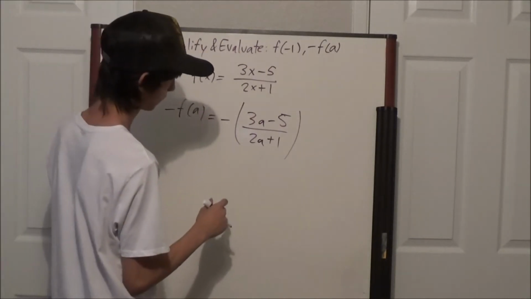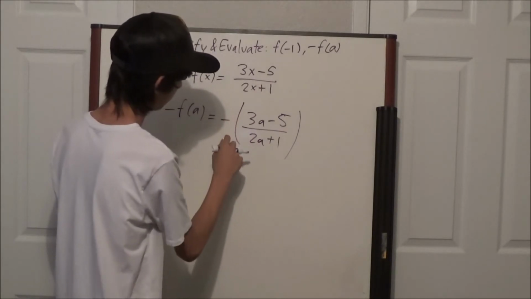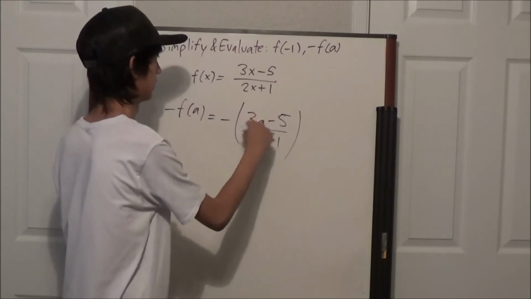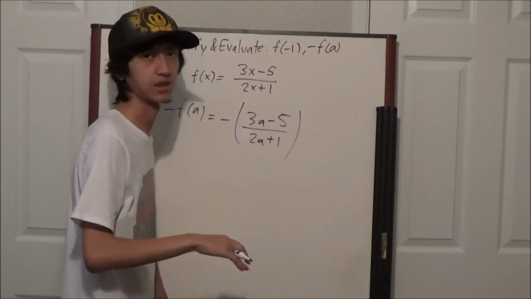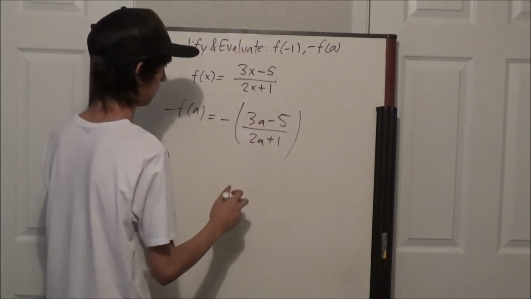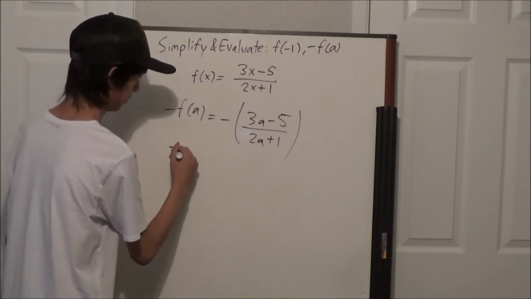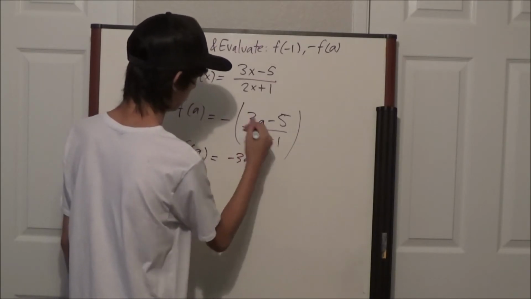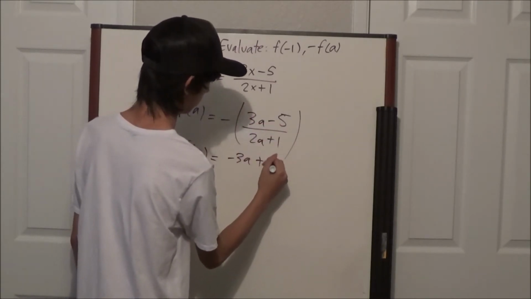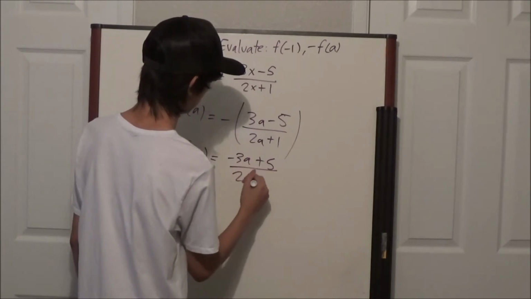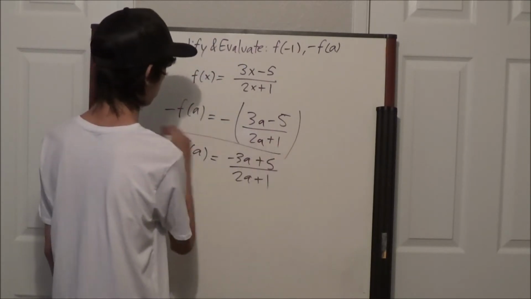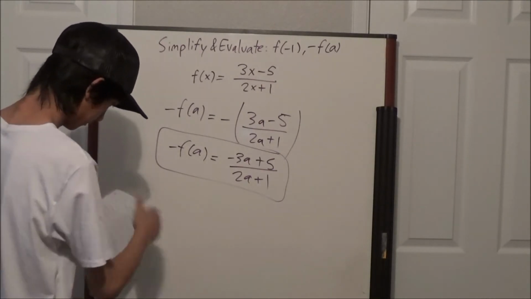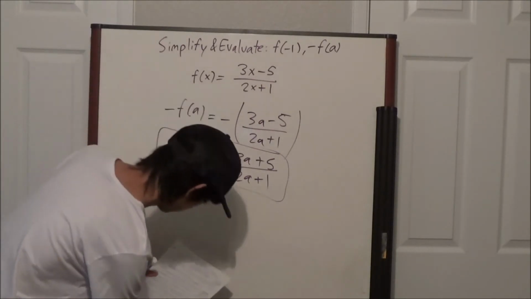So for here, this negative is only going to flip the signs of the top, and that's it, okay? It should not affect the bottom. So we should actually get negative 3a plus 5 all over 2a plus 1. Just like that. Okay? Alright.